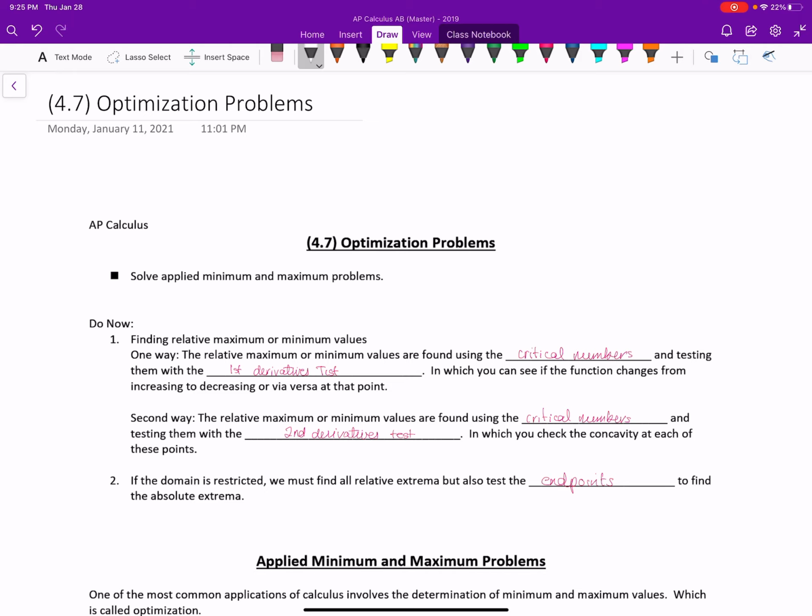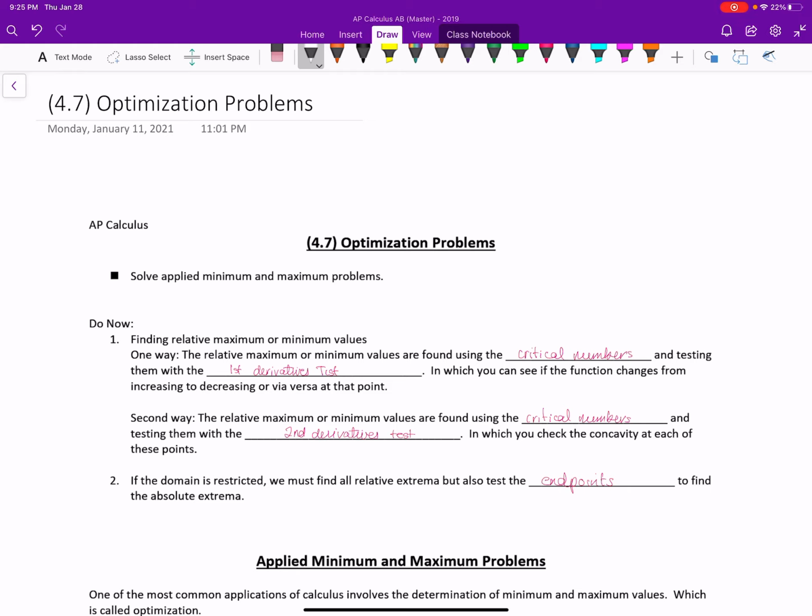In the do now, I'm hoping you've done it already. If not, then you should be trying this. It says finding relative minimum and maximum values. One way is that the relative min or max values are found by using the critical values and testing them with the first derivative test, in which you can see if a function changes from increasing to decreasing or vice versa to determine if you have a relative max or min.